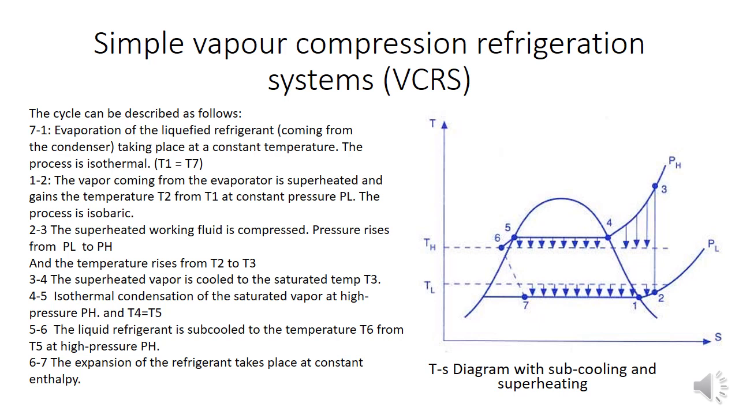Okay. So the liquid refrigerant is subcooled from temperature T6 to T5, or basically it is going to reduce its pressure from T5 to T7. Basically, T high to T low is represented on the temperature diagram. The expansion of the refrigerant takes place at constant enthalpy basically.